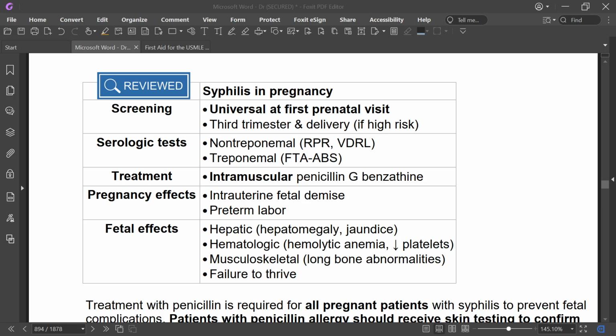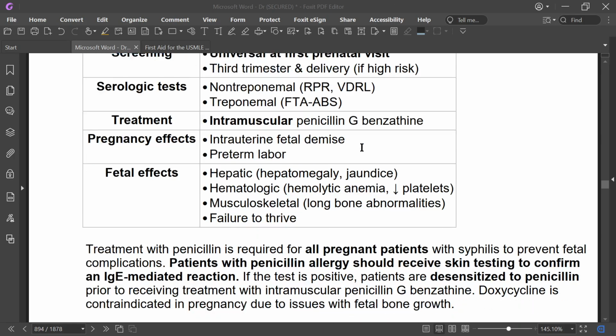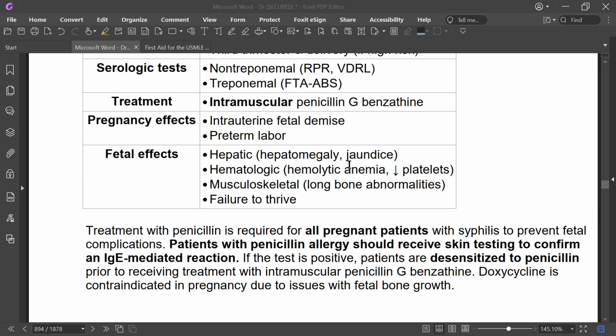For syphilis, the pregnancy effects are intrauterine fetal demise and preterm labor, and the fetal effects are hepatic, hepatomegaly and jaundice. There may be hematologic effects, hemolytic anemia and decreased platelets, musculoskeletal effects, long bone abnormality, and failure to thrive. Treatment with penicillin is required for all pregnant patients with syphilis to prevent complications.